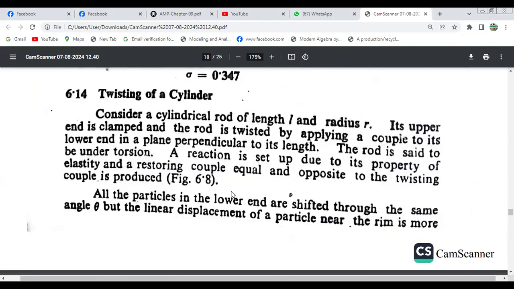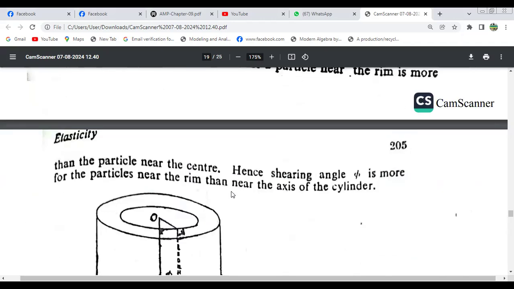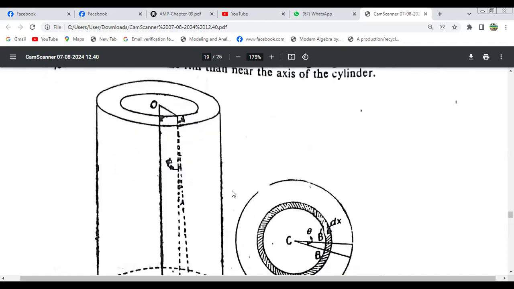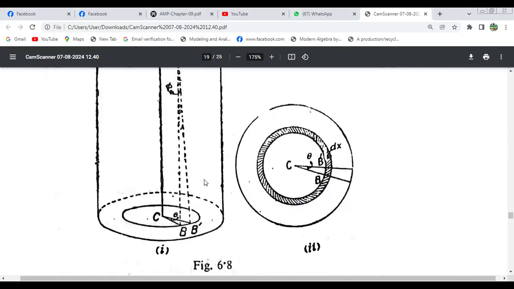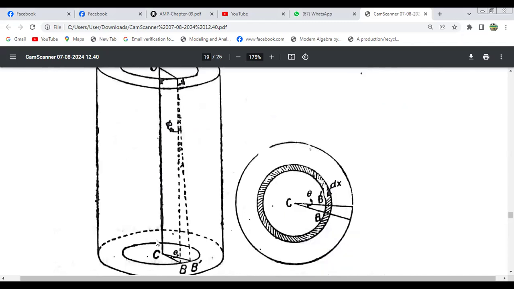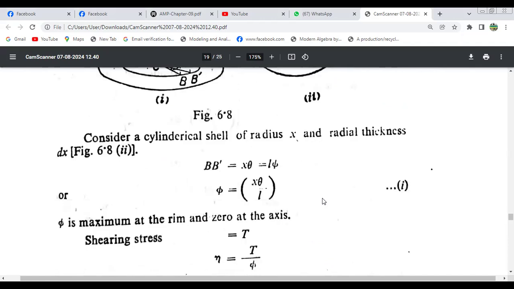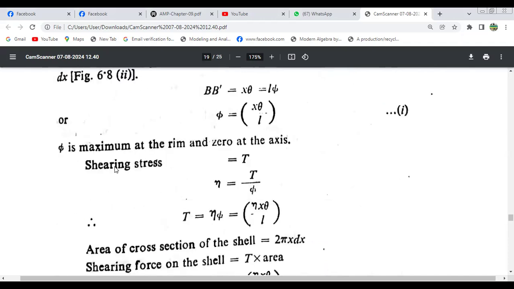A twisting cylinder. For a twisting cylinder, this is the upper part or lower part of a cylinder. This is the thickness dx, and this is the center c, and this is the b, and after rotating theta, there will be b dash. So bb dash equals x theta, l phi, phi equals this one. So phi is the maximum at the rim and 0 at the axis.